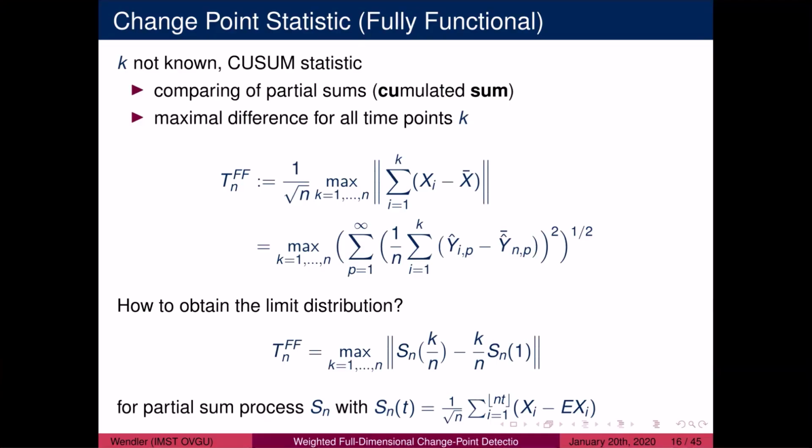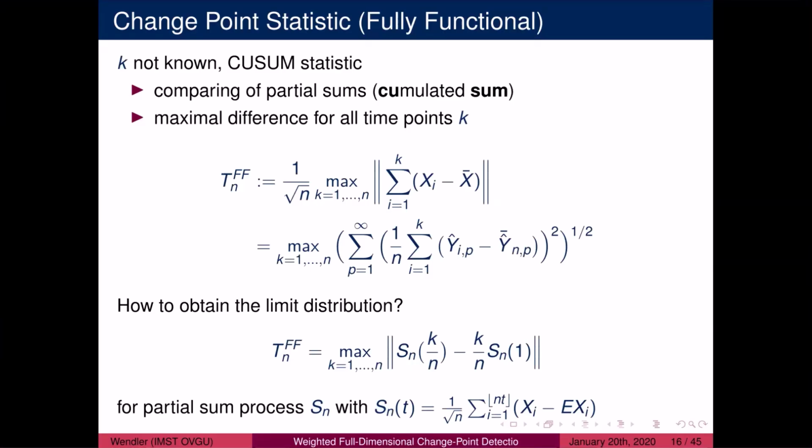But then you can write this as, well, this is just the Hilbert space norm. It's like the Euclidean norm in R to the power d. The Hilbert space norm is then just the sum of projections squared, and then take the square root. Okay, we have our test statistic.